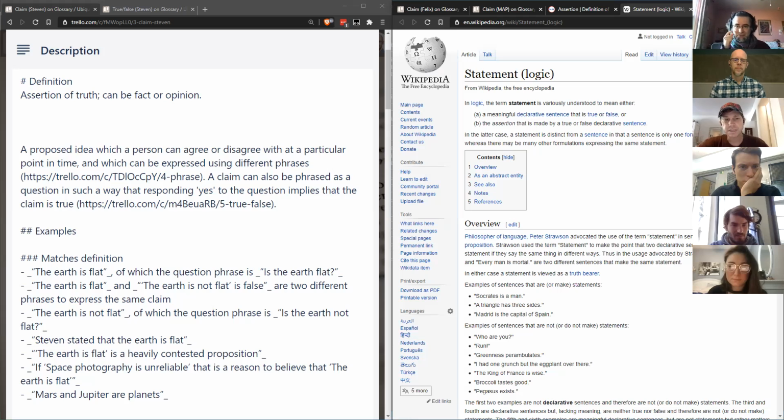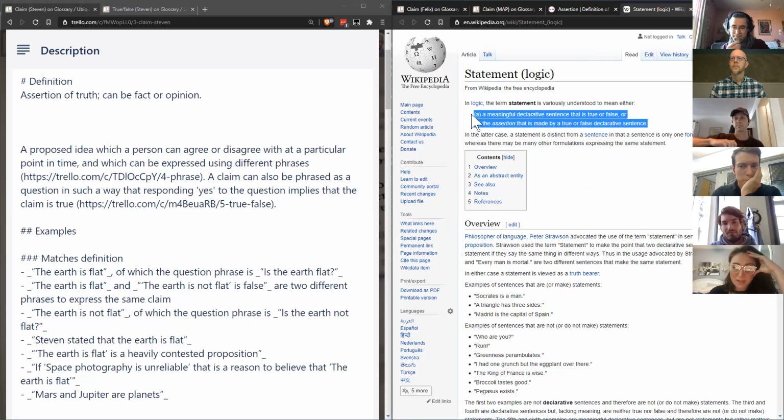The definition of statement here in logic does seem to match exactly what I would consider our definition. I think it's fantastic, especially since they have examples of sentences that are not or do not make statements. Interesting. And it's binary, true or false as well. I'm okay with going with this one as well.